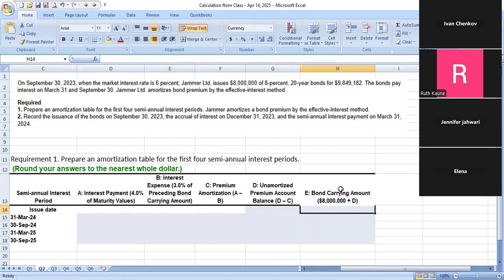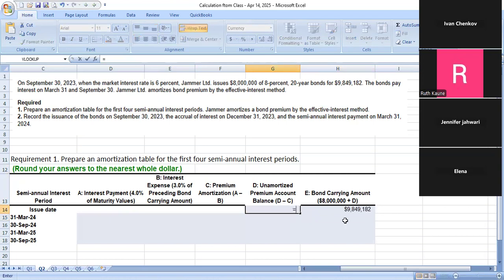Well, let's see first. Forget about the premium. How much cash do we get? Can you see how much cash we get? $9,849,182. We get this amount. So the question is, how much is my premium? Well, that amount minus the $8 million stated value on the bonds, or the book value of the bonds. My premium is exactly $1,849,182.